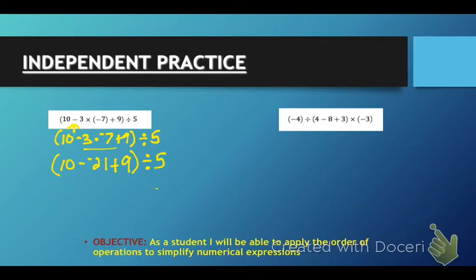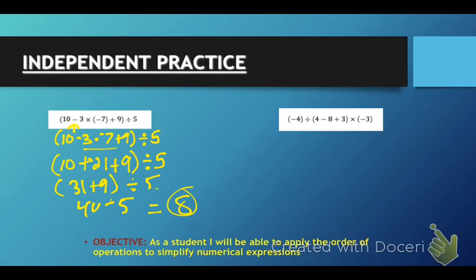We're going to work left to right. You should have done that. 10 plus 21 is 31, plus 9, divided by 5. You should have had 40 divided by 5, which gives you 8 as your answer. That's for example number 1. Let's check and see how you did on this last one.